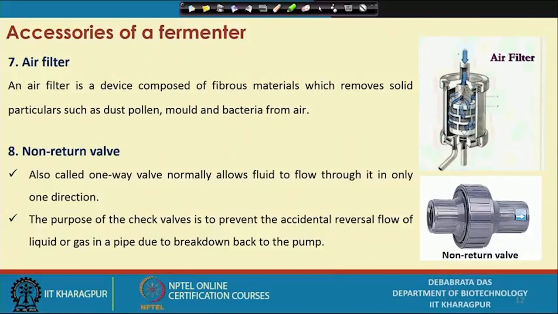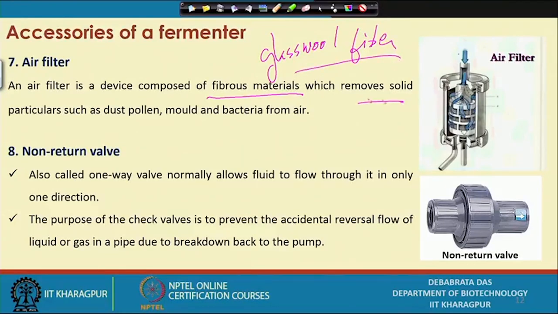I have already discussed the air sterilization process. For the air filter, we use a fibrous type of material, particularly glass wool fiber, for air sterilization purposes. It removes solid particles, dust, pollen, molds and bacteria from the air.